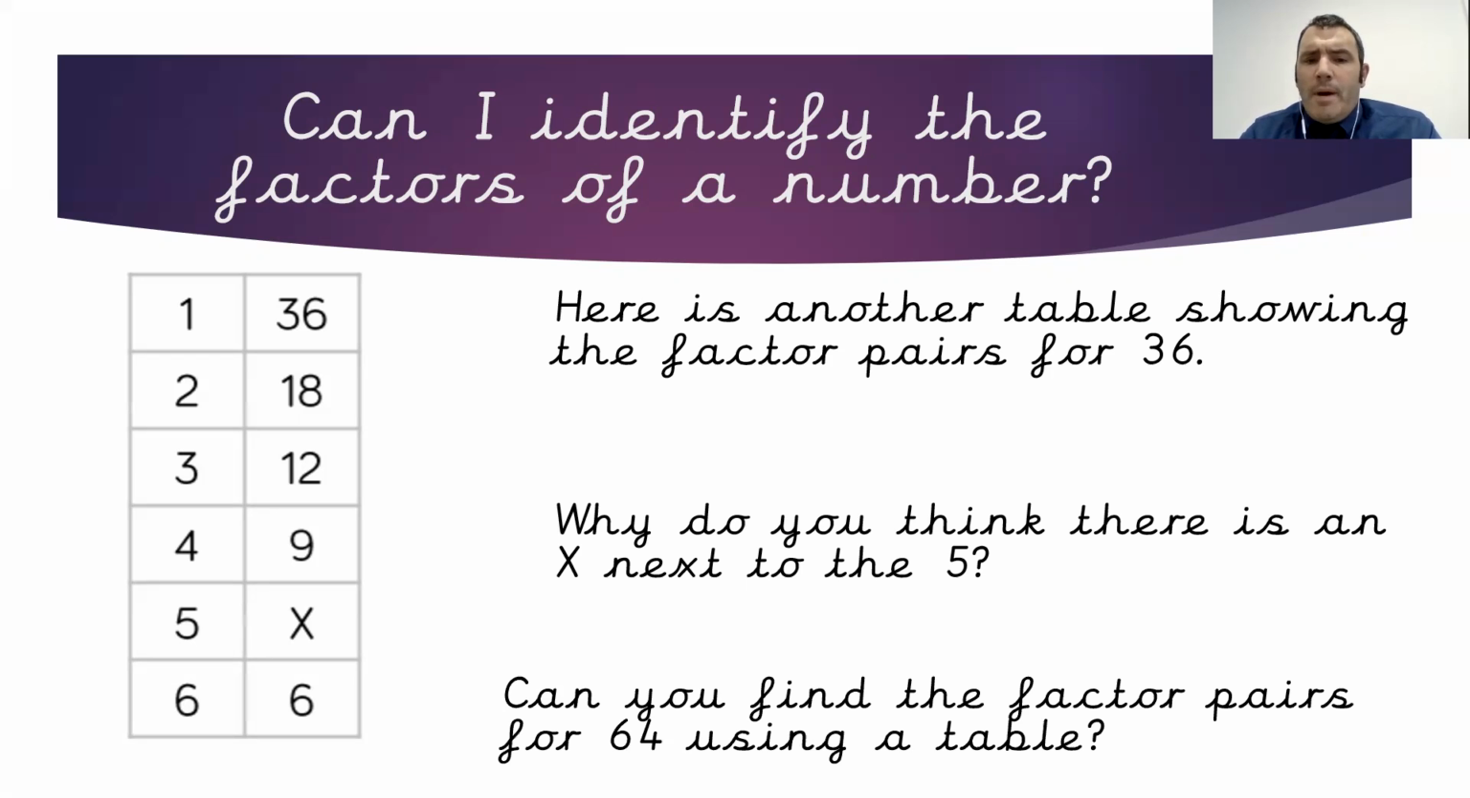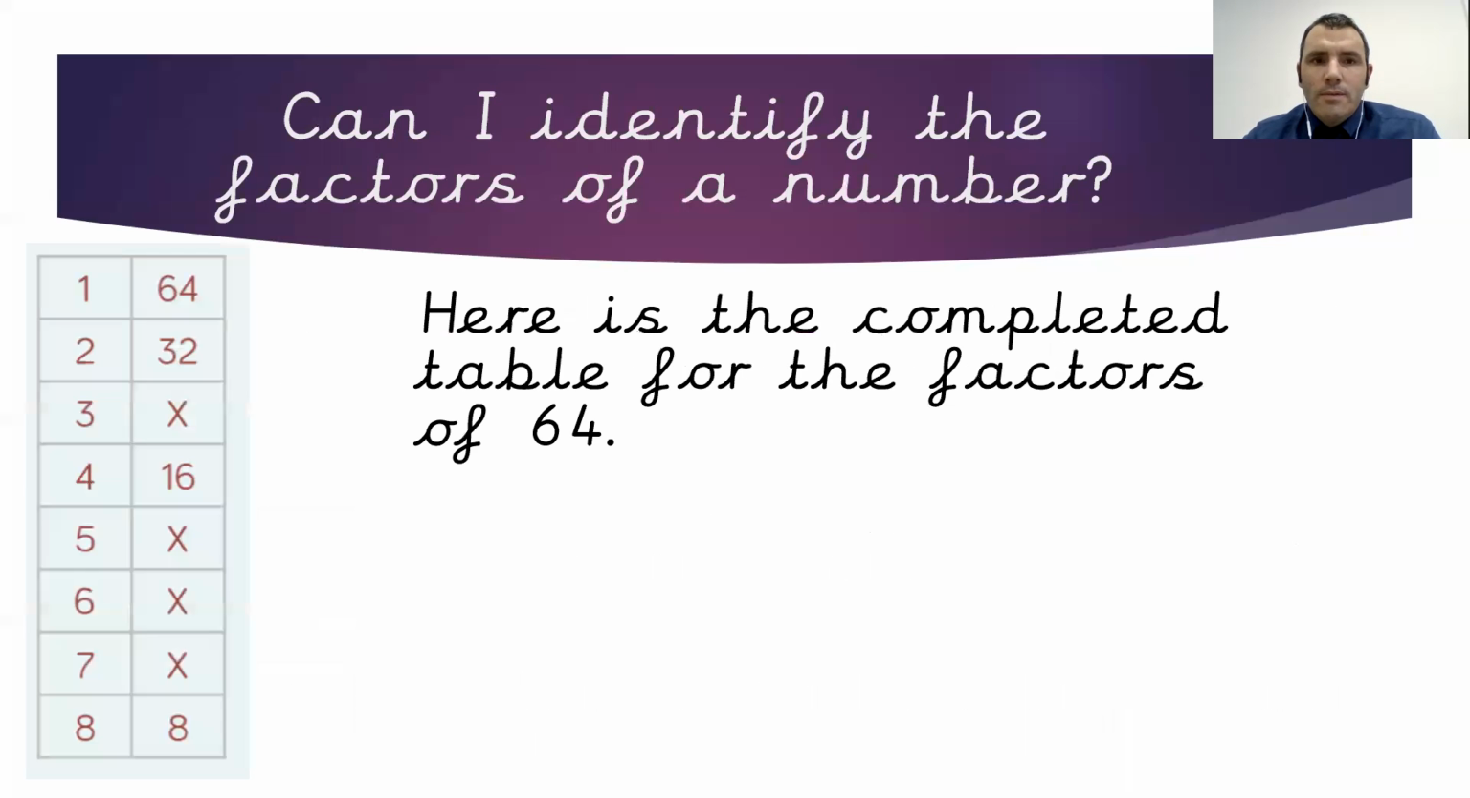Can you find the factor pairs for 64 using a table? You should be able to use this as your basis, and it will help you because some of them will be quite similar. So some of the lower factors, 1, 2, 3, and so on, I'm not going to give you all the answers, will be very helpful for you. Pause the video, and when you're ready, press play. So here is the completed table for the factors of 64. Give yourselves a tick if you've got the right ones, and if not, add in your corrections and see if you can understand where you needed to look a bit closer.